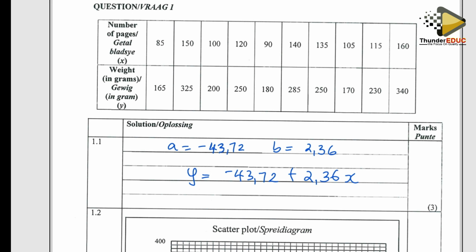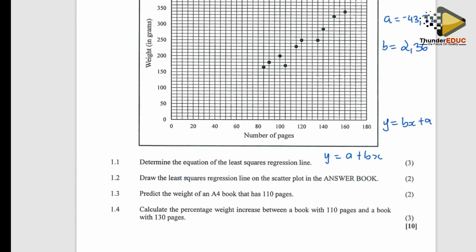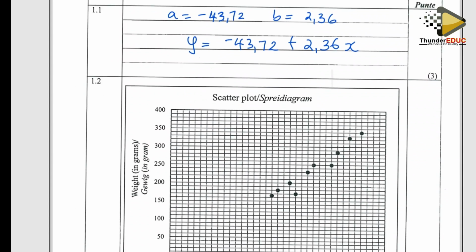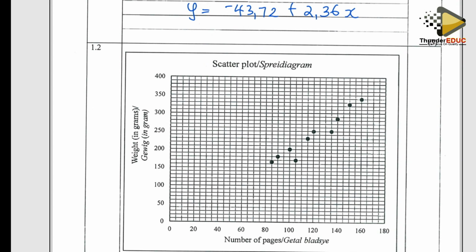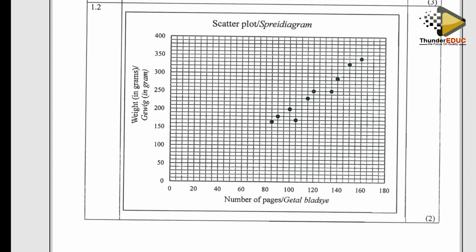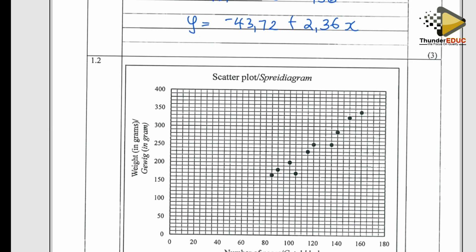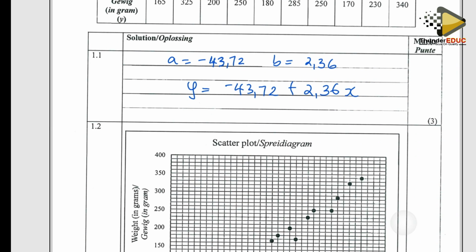Then we look at our next question. The next question is asking us to draw the least square regression line on the scatter plot within the answer book. Let's see, within our answer book, these are the points. So remember what we said, for us to get the mean for the x's and also the mean for the y's, this is the point of interest where all the points are going to rotate about.